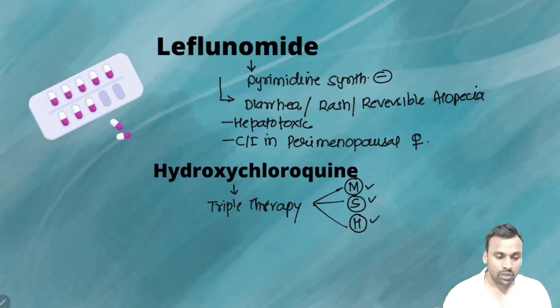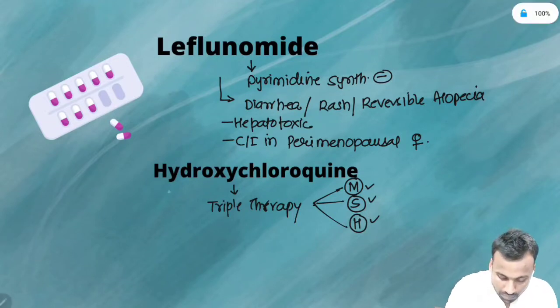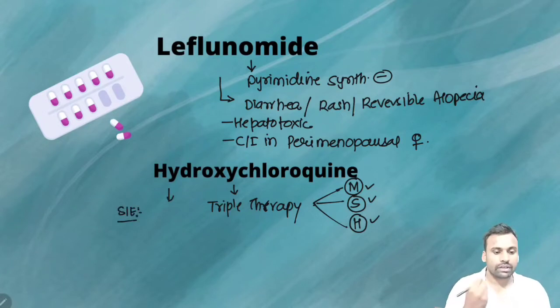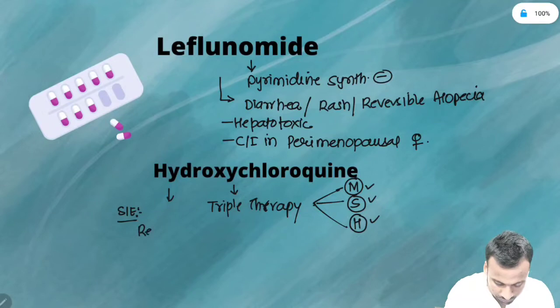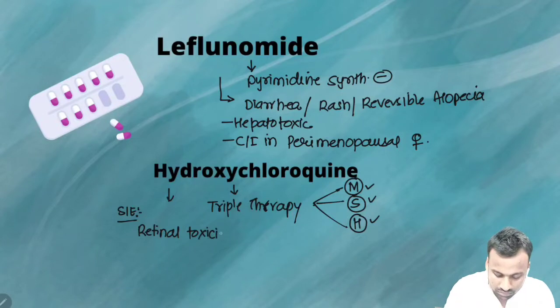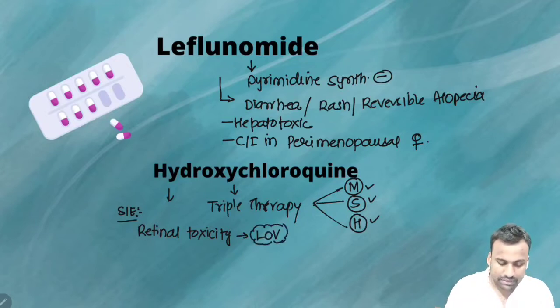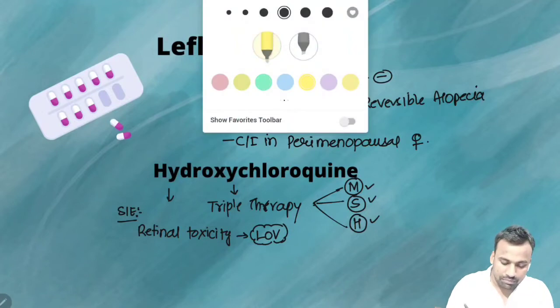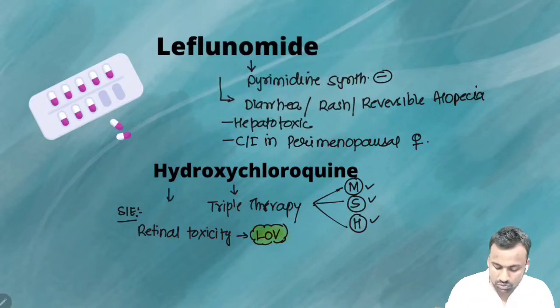In this triple therapy, the most common side effect is loss of vision. This loss of vision is because this drug shows retinal toxicity, and this retinal toxicity leads to loss of vision in the patient. This is the most important point. That's why you should avoid this type of drug if the patient has any retinal problems.